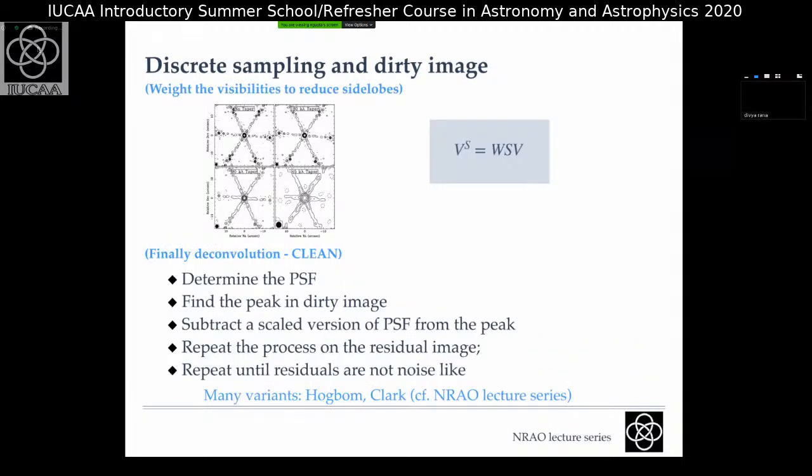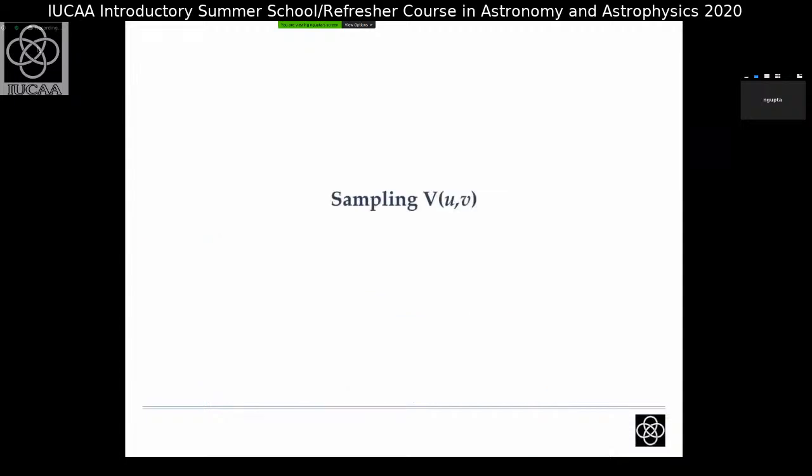And then there are many variants of this deconvolution, many types of weighting functions that can be applied. You can look at this NRAO lecture series whose reference I shared in the last lecture, and you can go through some of these things in greater detail. They're very interesting to do.